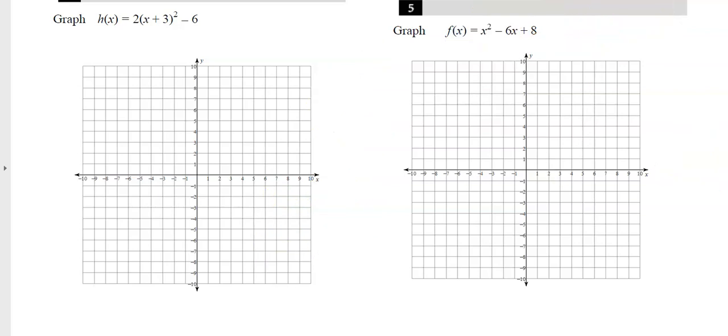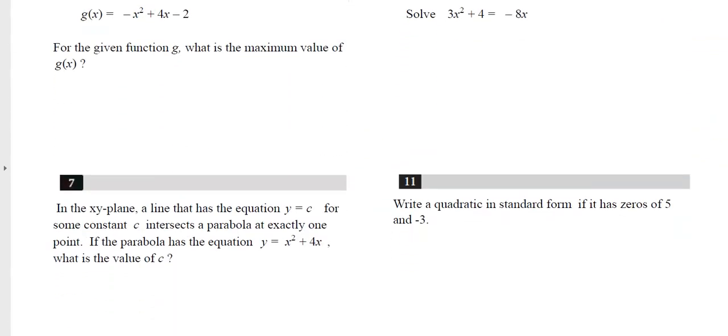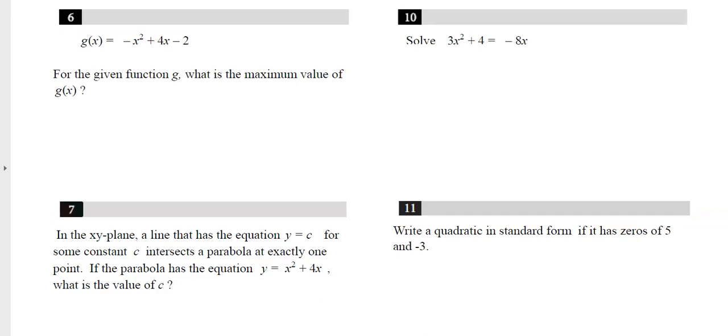All right. Moving on down, number 6 over there. For the given function g, what is the maximum value? So that means if I were to graph it, which I don't have to, it's going to have a maximum. So I know it must be a parabola like that. And just remember the maximum occurs right here at the vertex. The vertex occurs at some x, y. Well, the maximum is going to be at that y value. It's going to be at that height. So basically, I have to find the y part of the vertex.